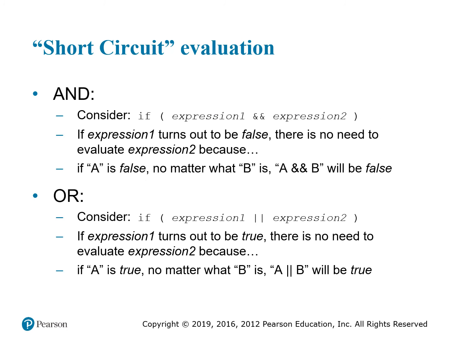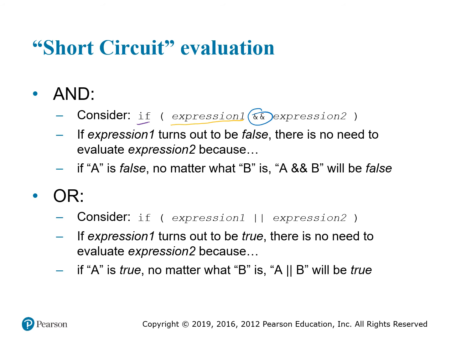Short circuit evaluation. If we can tell the value of the whole thing from the first expression, we don't even bother evaluating expression 2. Okay, so if expression 1 and expression 1 turns out to be false, and then we get to an and operator, false and anything is going to be false. So we don't even bother evaluating expression 2.